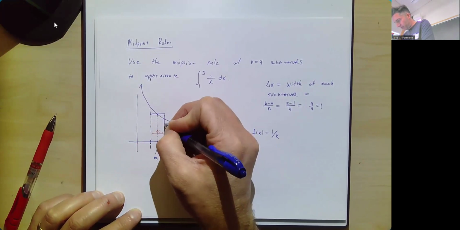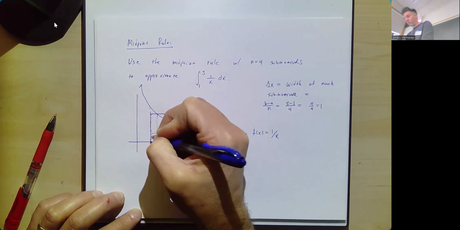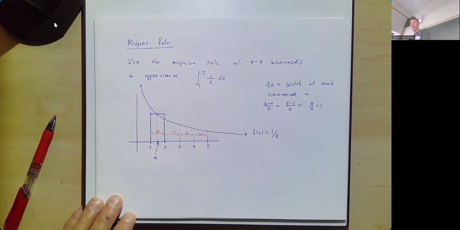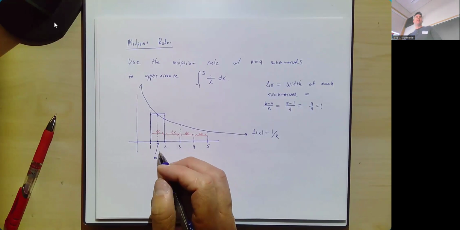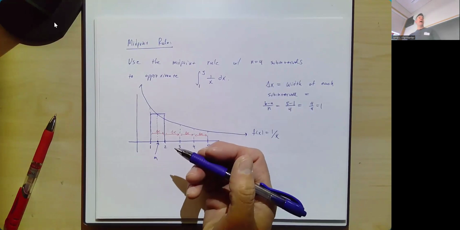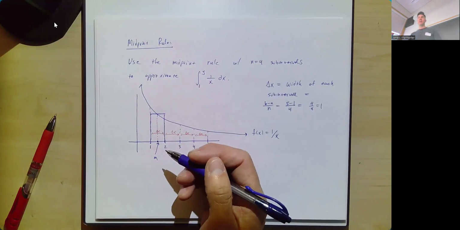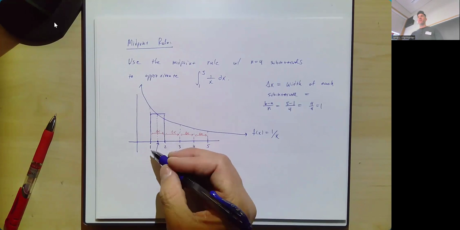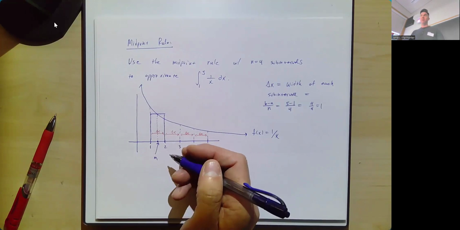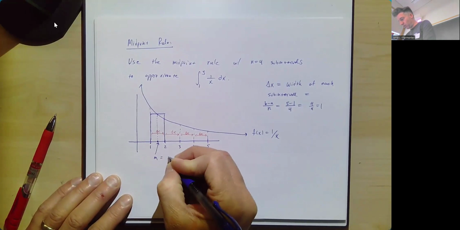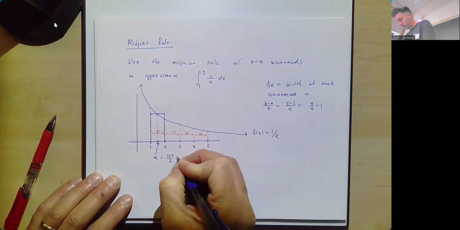This rectangle with a base of 1 and a height of whatever the function is equal to at that midpoint, that's going to be how we find the area of that first rectangle. So the easiest way to find the midpoint, I think, is to think of it as an average. The middle of two things is just the average of those two things, and the average of 1 and 2 is 1 plus 2 divided by 2. So the midpoint here is 1 plus 2 over 2, which is 3/2.